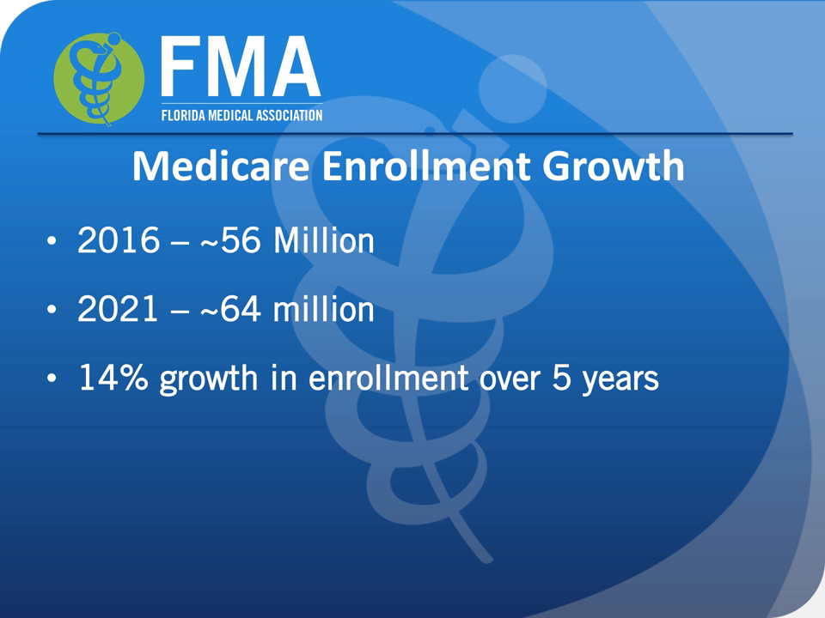I realize that when we're talking about MACRA and the changes that are occurring to Medicare Part B, obviously Medicare Part B is a different proportion of everyone's practice, but it's important to remember that enrollment in Medicare Part B is growing. The proportion of the population that is enrolled in Medicare is growing. For example, in 2016, it's estimated by CMS that there are around 56 million Medicare beneficiaries. By 2021, it's expected that there will be around 64 million Medicare beneficiaries. In other words, a 14% growth in enrollment over just a 5-year span.